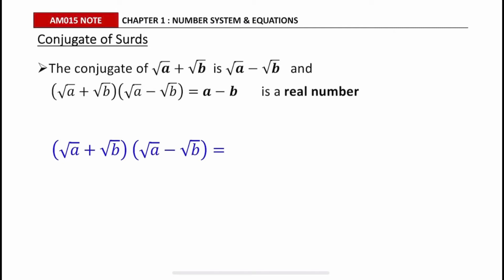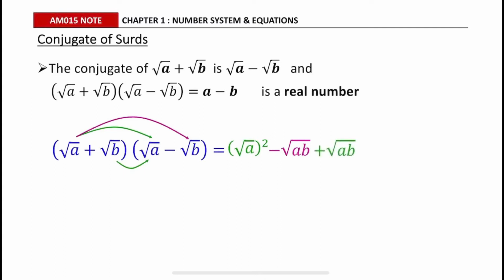First, we multiply square root of a with square root of a, and we get square root of a squared. When we multiply square root of a with negative square root of b, we can write it in a single surd, negative square root of ab. And the same goes when we multiply square root of b with square root of a. We can write it in a single surd, square root of ab.